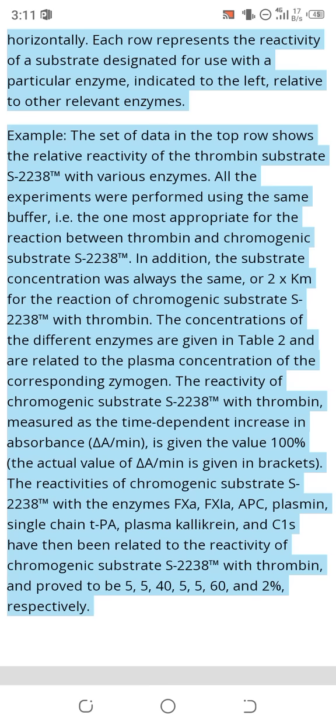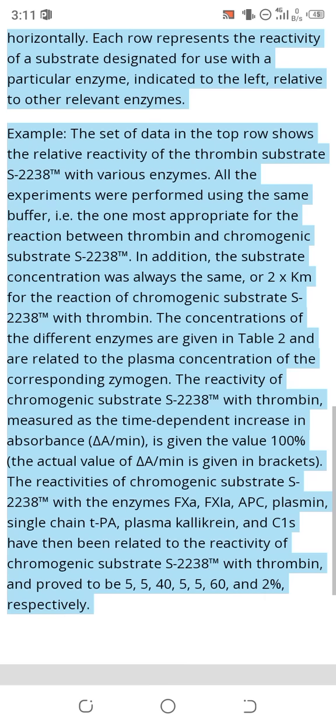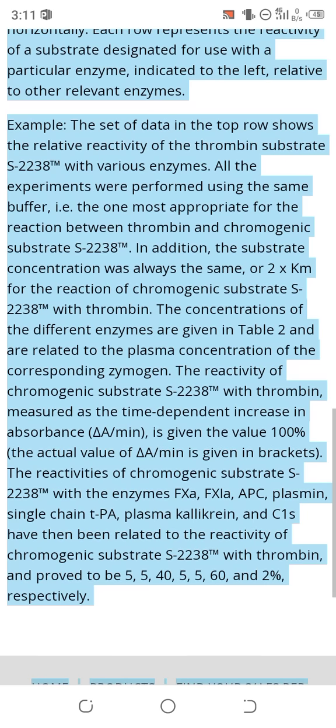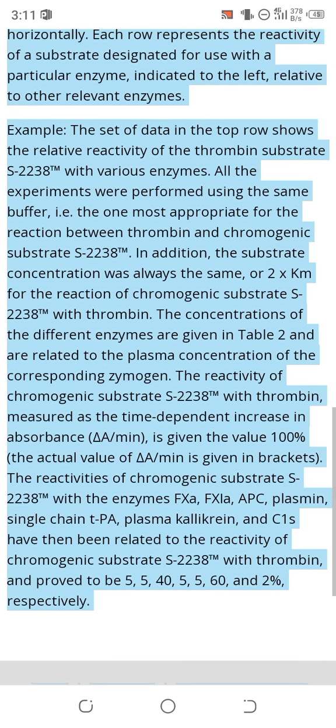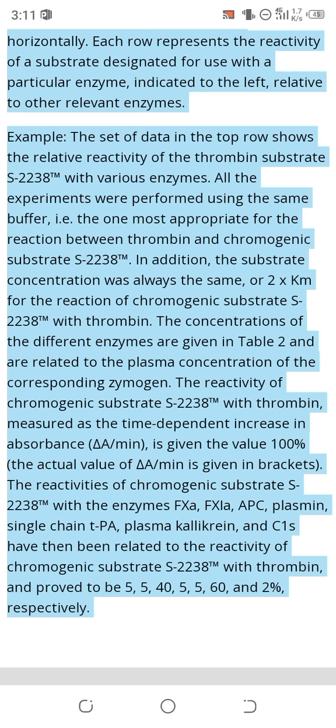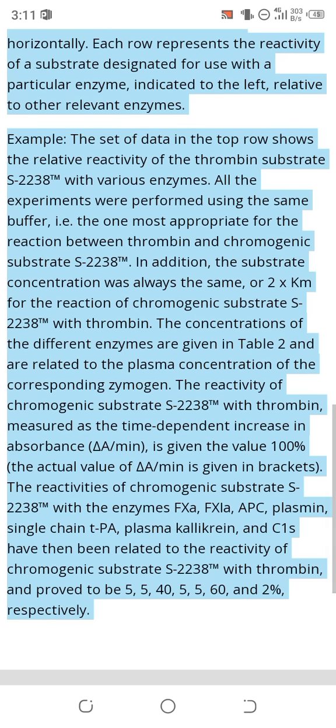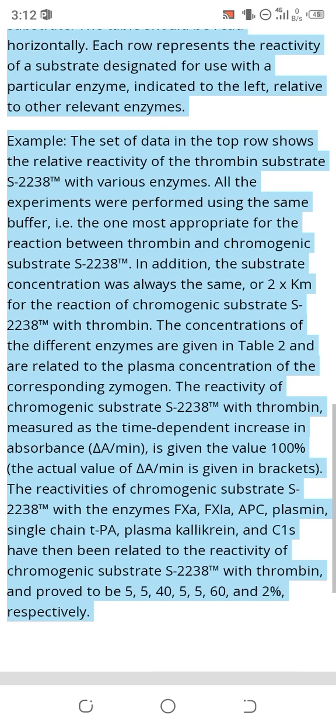The reactivities of chromogenic substrates with the enzymes FXa, FXIIa, APC, plasmin, single chain tPA, plasma kallikrein, and C1s have then been related to the reactivity of chromogenic substrates with thrombin and proved to be 5, 540, 5, 560, and 2% respectively.